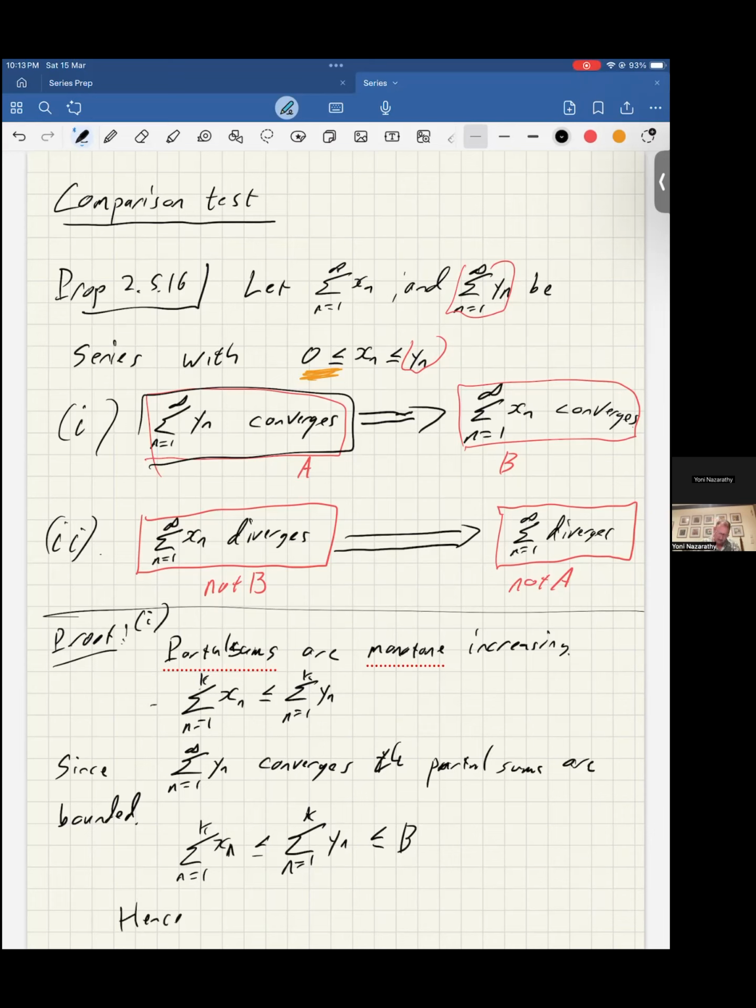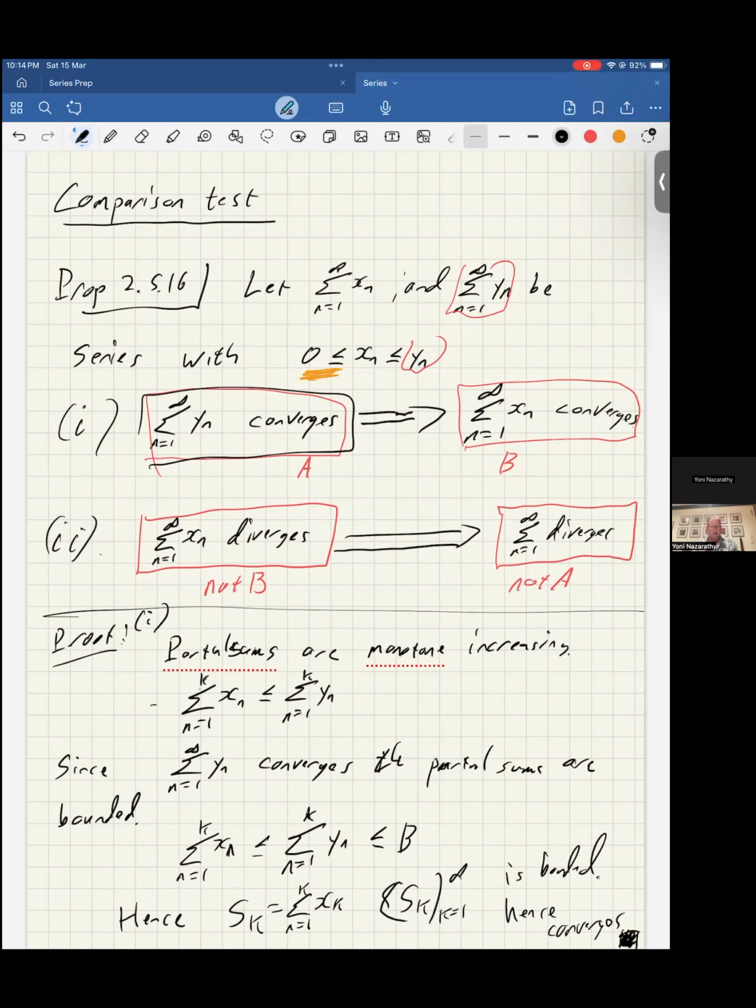Hence, the sequence of partial sums sk, k going from 1 to infinity, is bounded. And it is also monotone increasing, hence it converges. That's it. There was not a whole lot to the proof of this theorem. It's just a great consequence of the monotone convergence theorem.